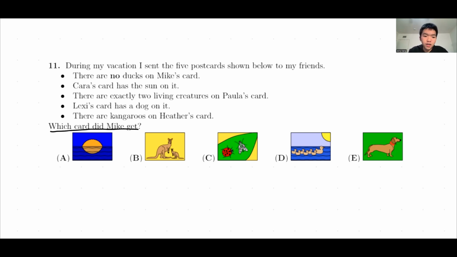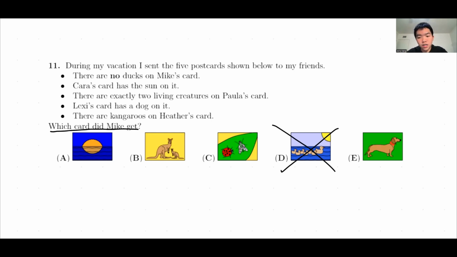So using all these conditions, we got to figure out what card Mike got. Let's start reading the conditions. There are no ducks on Mike's card. Okay, that makes it pretty easy. It cannot be D because there's ducks right there. Kara's card has the sun on it. This is interesting because there's 2 cards with suns on them, so they might be trying to trick us. So I'm not going to cancel out A yet, because there's a possibility that this is Kara's card. There's exactly 2 living creatures on Paula's card. B and C both have 2 living creatures, so it's hard to cancel those out yet.